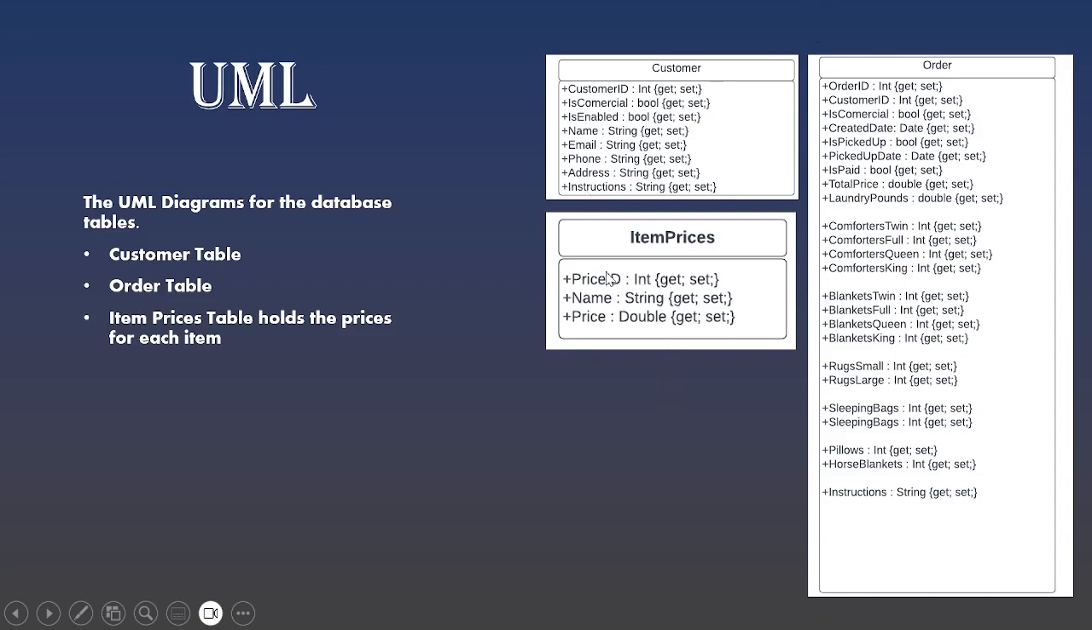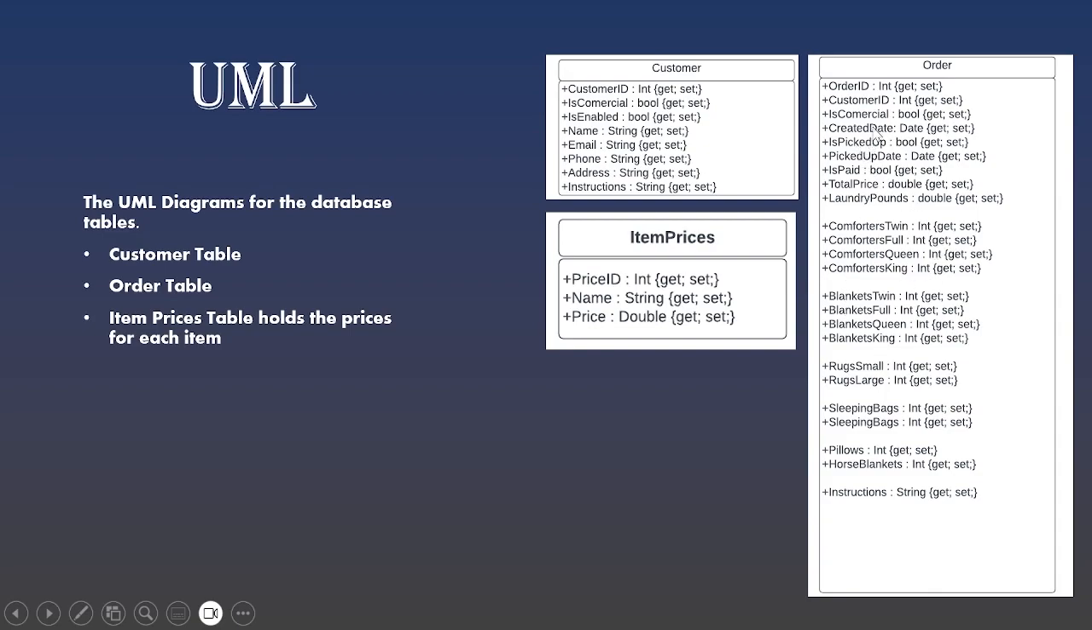There's item prices that have a price ID, name, and price. So this is basically just the database that stores the prices for each item. We also have the order class that just contains the order ID, a customer ID, so you know which customer placed it. It has an is commercial too, which it just grabs from the customer. That just allows you to calculate prices better.